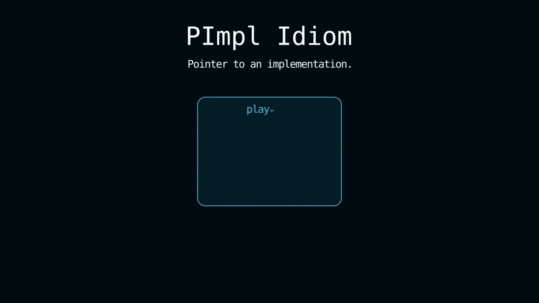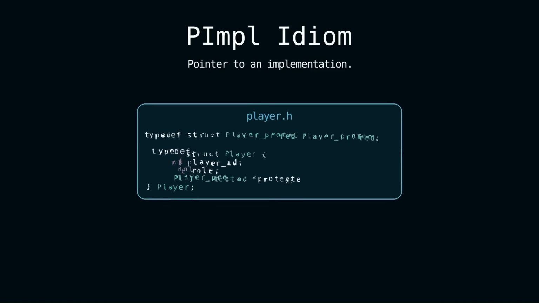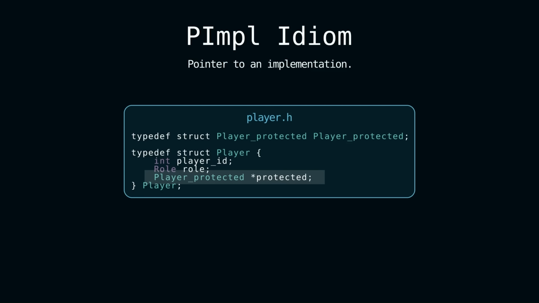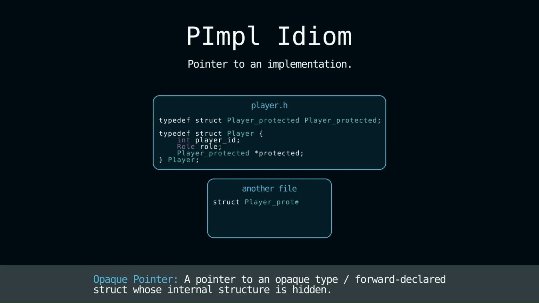Within our public player struct, instead of having the member variables intended for subtypes only, we are going to include a pointer to a forward declared struct, player protected. This is an opaque pointer. Here, player protected is an opaque type. Remember from encapsulation, that means it is only declared in this header file as a forward declaration without details about its inner structure here. The actual player protected struct needs to have those internals defined elsewhere.